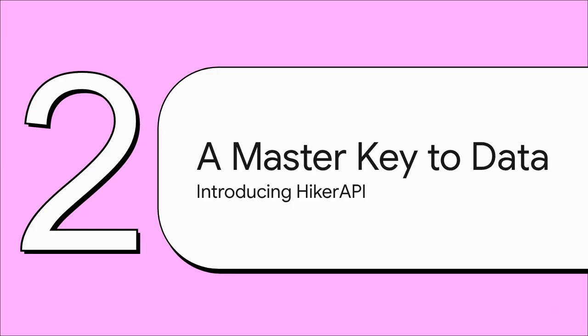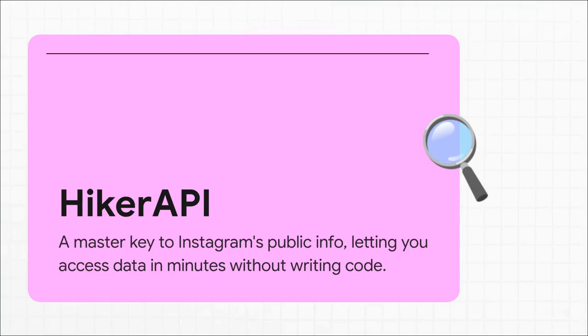And that thought, that search for a better way, brings us right to the solution. It's like finding a master key to all that locked up data. Let me introduce you to HikerAPI. So what is it exactly? Well, the best way to think about HikerAPI is exactly like that, a master key. It's built to unlock all of Instagram's public information.